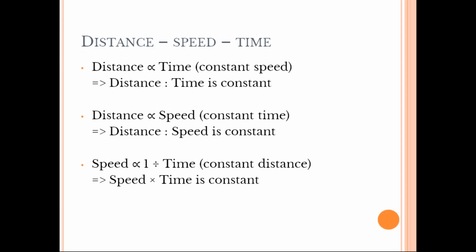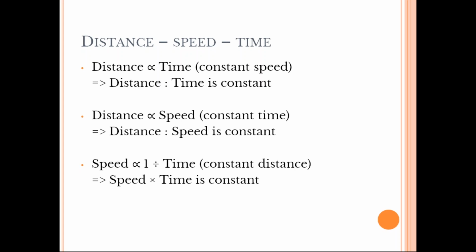Finally, the most important one, if the distance is constant. So again, let's imagine two people, A and B, have to cover some fixed distance. But A travels at double the speed. So obviously, A will take half the time. Hence, A will take half of the time as B takes. So if speed is doubled, then time becomes half.